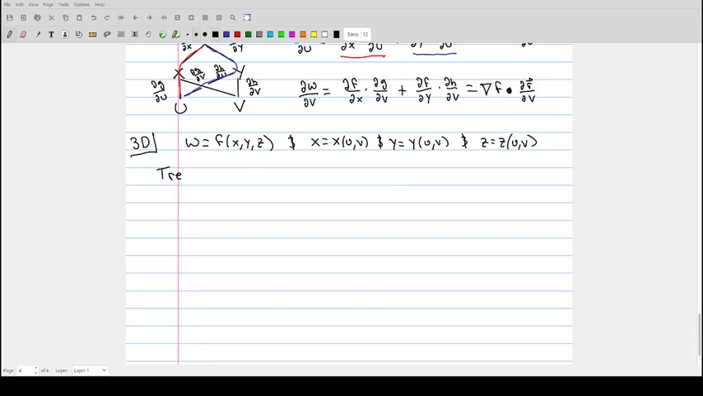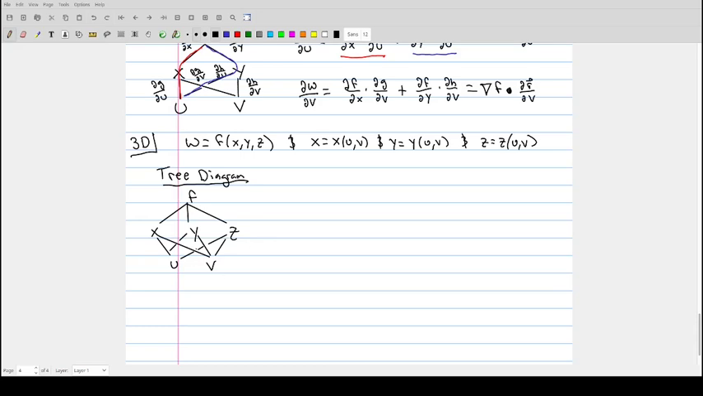So the tree diagram for this scenario would be that f depends on x, y, and z. Let's make this a little bit bigger. So f depends on x, y, and z. And if each of these is a function of 2 variables, u and v, you have that x depends on u and v, y depends on u and v, and z depends on u and v. The z depends on u, and it depends on v. This would be the correct tree diagram for this scenario.